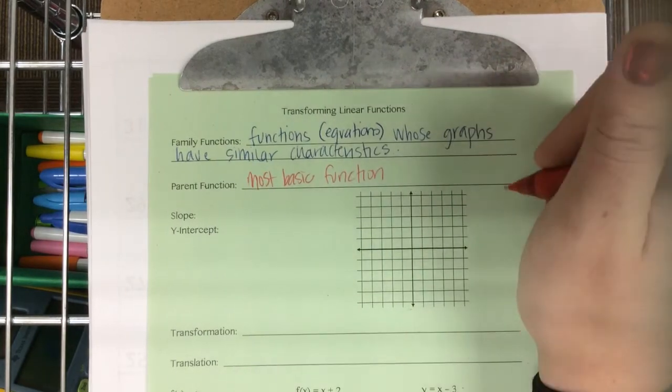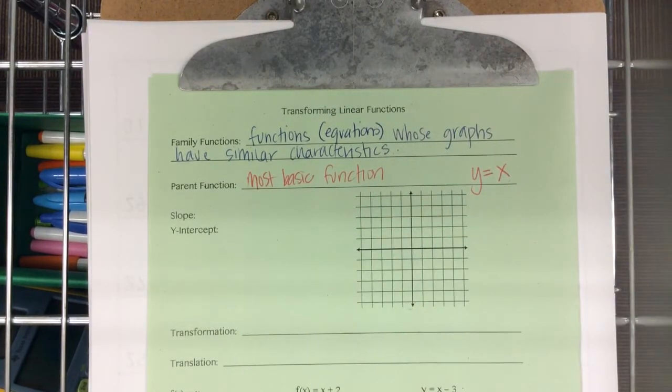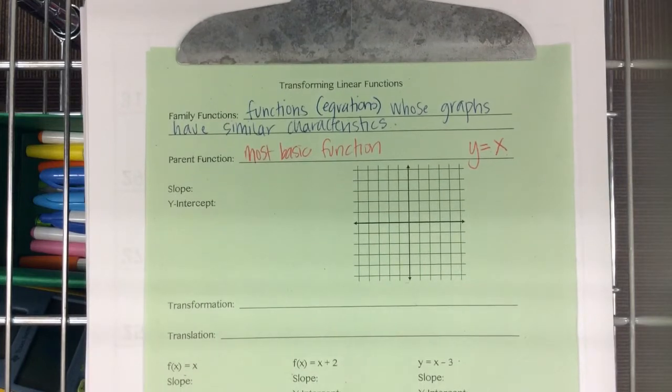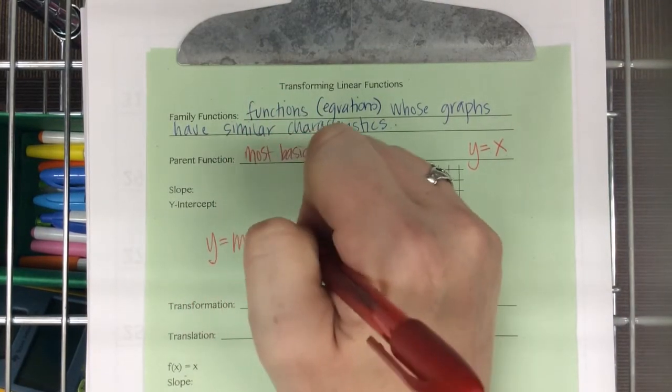A parent function, or the linear parent function, is y equals x. And lots of times people have difficulty looking at that y equals x because in their mind it doesn't look like it's written in slope-intercept form. It is written in slope-intercept form, but we don't see automatically the slope, and we don't automatically see the y-intercept. So let's rewrite it down here in slope-intercept form, right? y equals mx plus b.